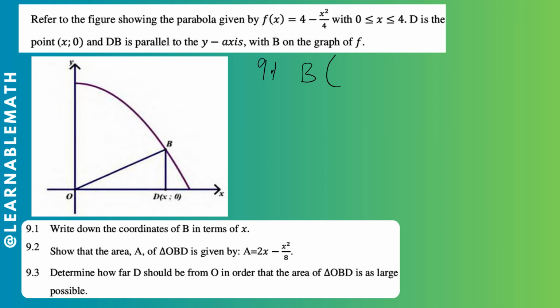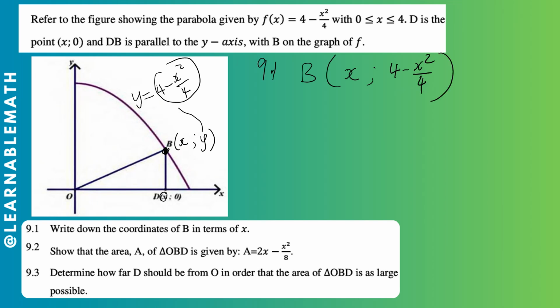So you can see that the x coordinate of D is the same as the x coordinate of B, which is x. Okay, so there we are fine. What about the y coordinate? To get the y coordinate of this point, it's on this curve here, which is given by y equals 4 minus x squared over 4. So it means that we can replace this y by 4 minus x squared over 4, giving us the y coordinate of B, because it's on that curve. All right, so that is it.